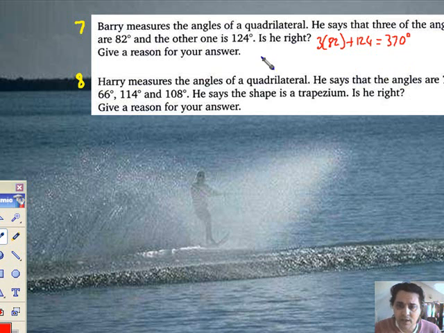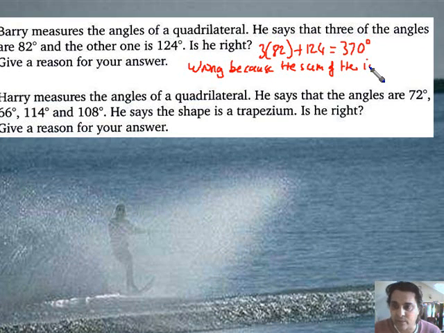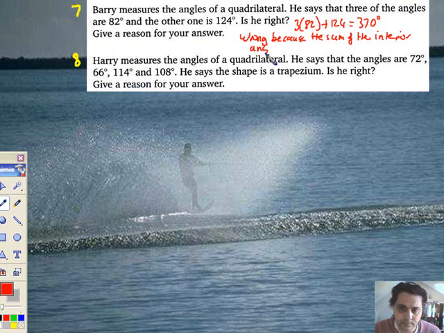Is he right? Wrong, because the sum of the angles, let's call it the sum of the interior angles, of a quadrilateral is 360 degrees. The sum is 360. Done. Now that was Barry.